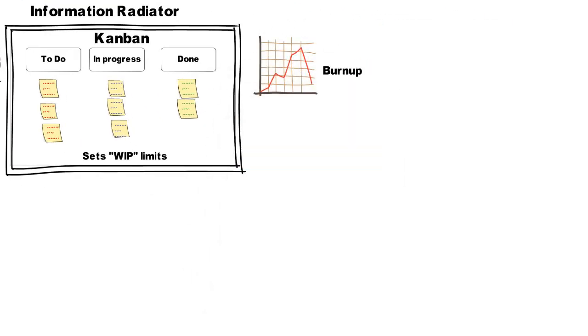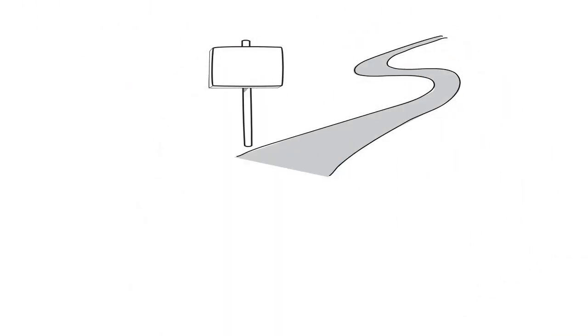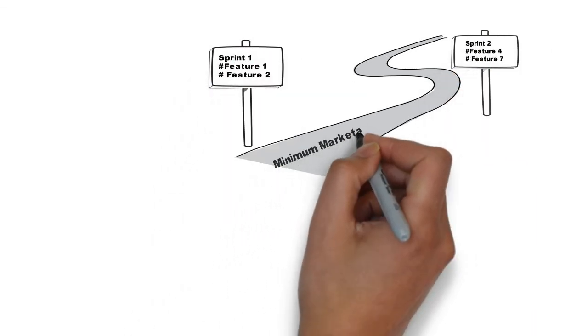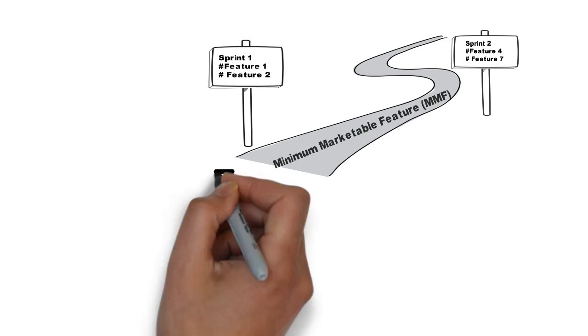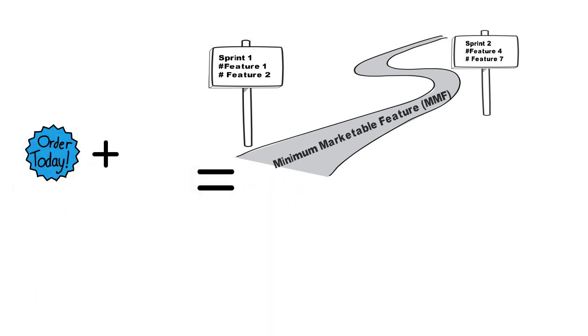Additionally, burn up and burn down charts are also used to calculate completed and pending work. On the road to Scrum, between every 2 sprints, what we try to accomplish is a minimum marketable feature, which is generally the high priority features based on which the product can be shipped in the least amount of time. That results in faster product launch, staying competitive, and generating revenue faster.